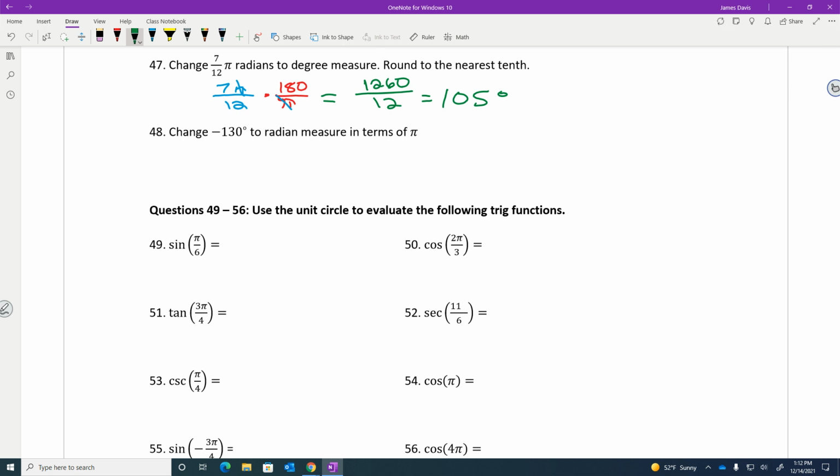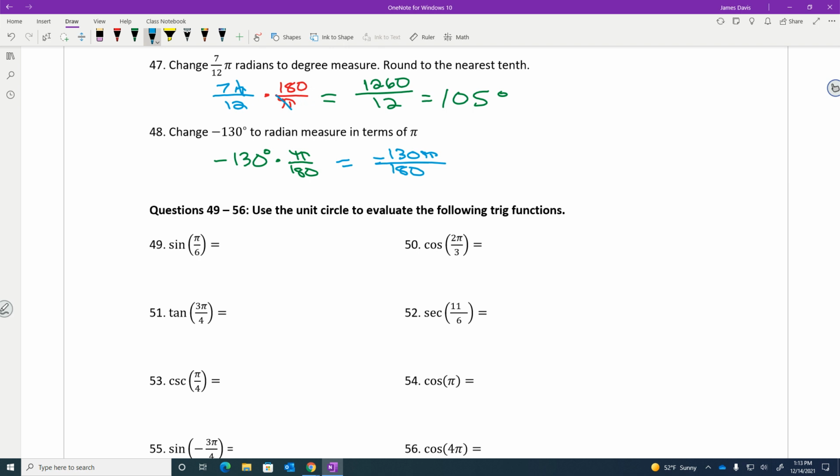So same, the opposite, you're just going to multiply by the opposite thing. Negative 130 times, in this case we're going to flip it, so it's times pi over 180. And when you did this one, you shouldn't get like a decimal or anything. It should be just written as negative 130 pi over 180, and then you want to reduce the fraction.